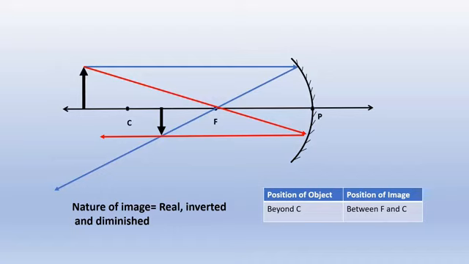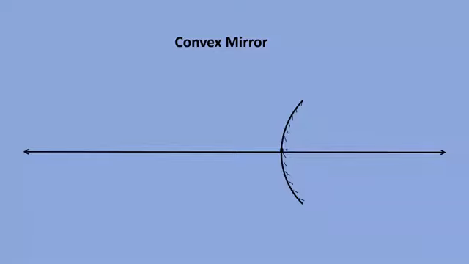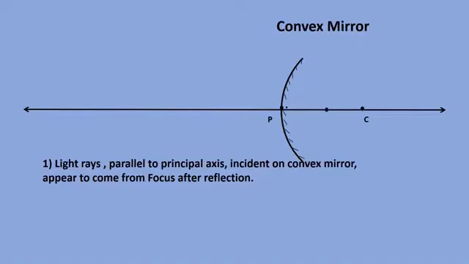So in the next class we will discuss various cases, that is the object placed at different positions and the image is formed. Now let's move on to convex mirror. For convex mirror, the center of curvature and the focus are on the right side of the mirror. Let us see the rules to draw ray diagrams in case of convex mirror. When light ray parallel to principal axis is incident on convex mirror, it gets reflected in such a way that it appears to come from focus.